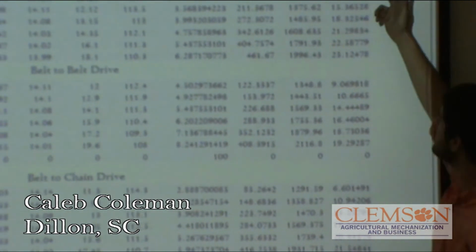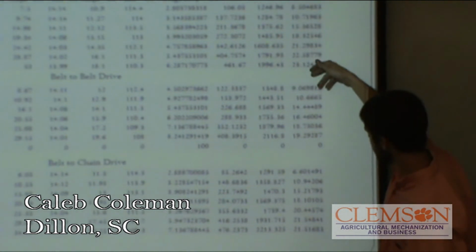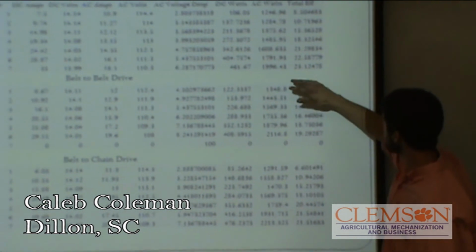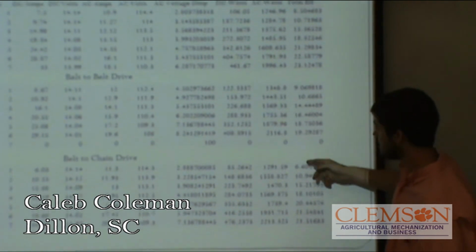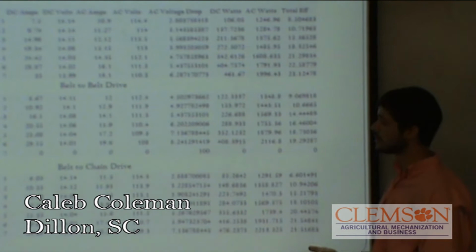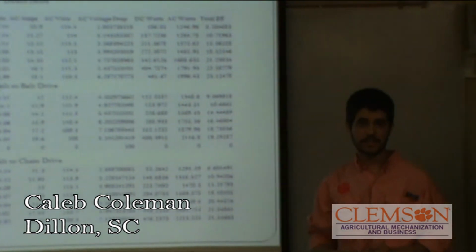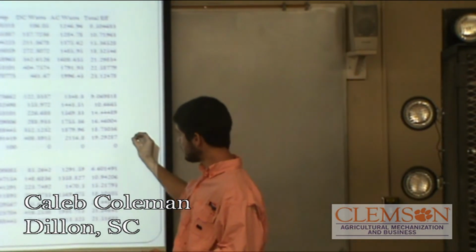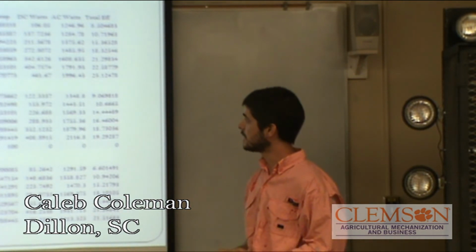What you really want to look at is your efficiencies. The total efficiency of this system down here at the most loaded down part was 23. Belt to belt, 19. Belt to chain, 21, which works out to be right because the belt to chain is going to be a little bit more efficient. There's no slippage. You don't have to worry about losing anything to friction. And the belt to belt should be just a little bit less efficient than the belt to chain.